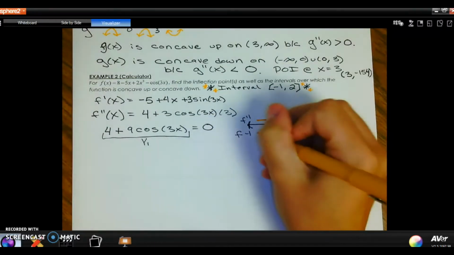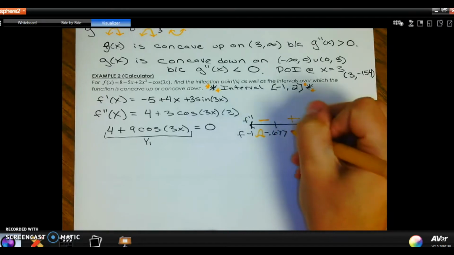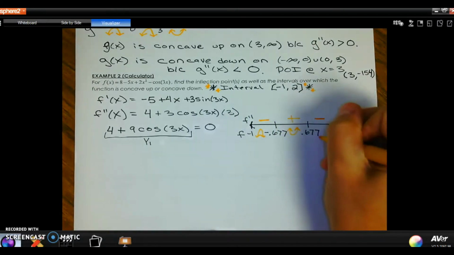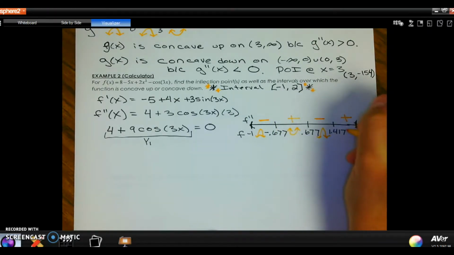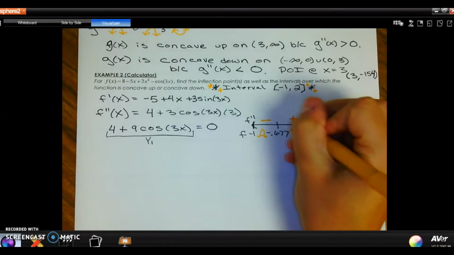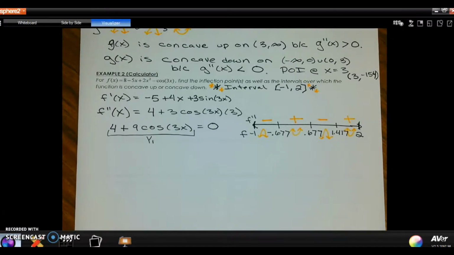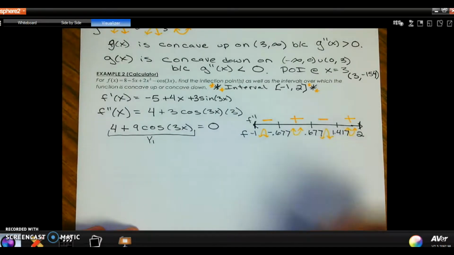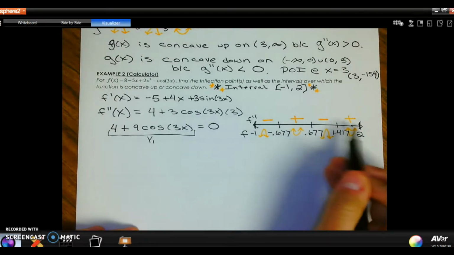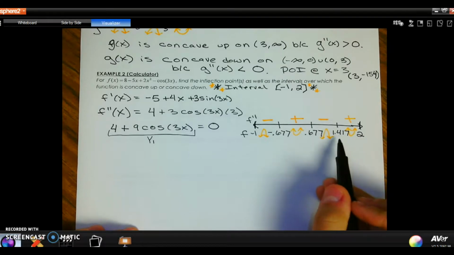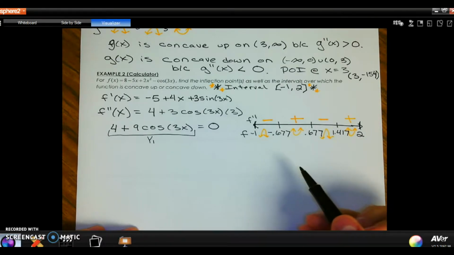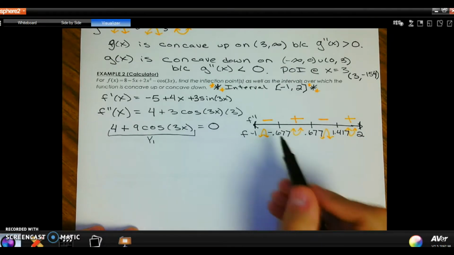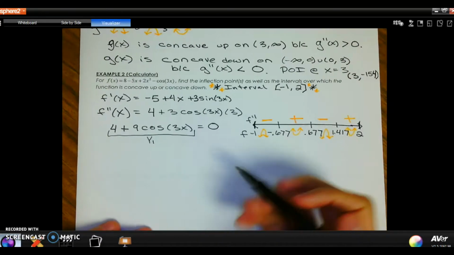What does that tell me about the original? Well, it was concave down, then concave up, then concave down, and then concave up between those. There we go. Okay. So we can write our concluding statements there. Notice it did change concavity at all three of those possible x values of inflection. So these are actually all POIs.